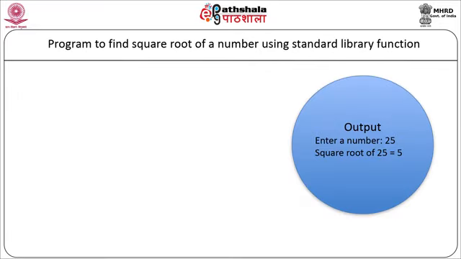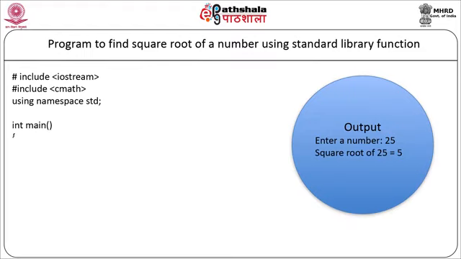Let us see a program to find the square root of a number using the standard library function. Now, let us start with the program. We will start with #include iostream, #include cmath. Here the cmath header file is included because our square root function is defined under this header file. Using namespace std. Let's start with the main program, int main. Now we will declare our variables as double number, square root.